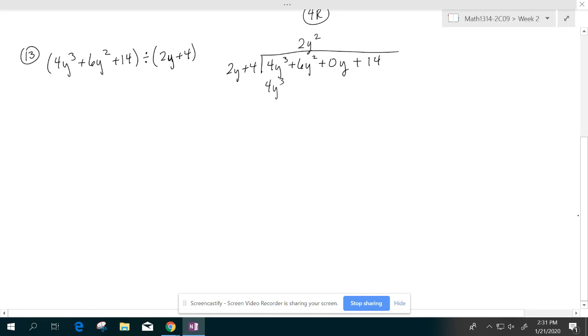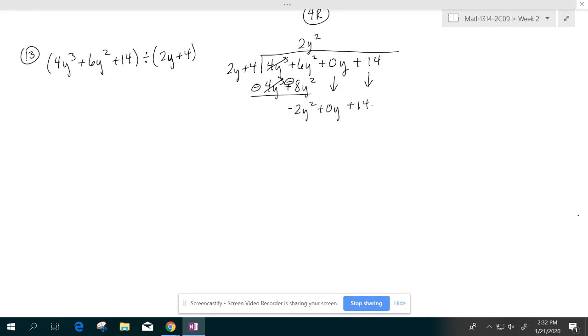So we're going to get 4y to the third. You should always get that because you designed it that way. And then what is 2y squared times 4? 8y squared. You follow me? Yes. Now, when I draw the line, I have to change the signs. Draw the line, change the sign. 4y to the third minus 4y to the third, those cancel. What about 6y squared minus 8y squared? Negative 2y squared, plus 0y plus 14. And then everybody else comes down. And then we're going to rinse and repeat.